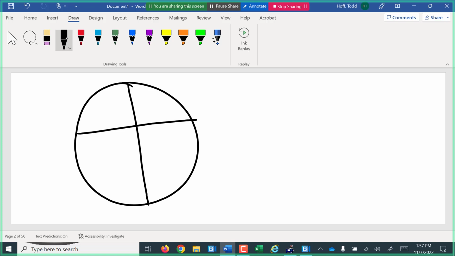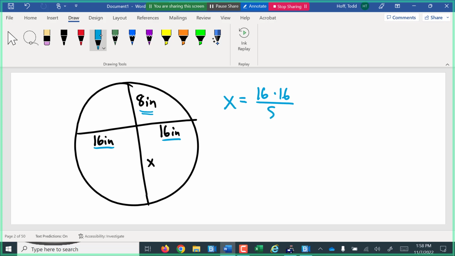Oh, so let's say that I have lengths. Let's just go 16 inches and 16 inches here. And we'll call this piece, well, 8 inches. To find X, the length of X, what two pieces are going to get multiplied together here? Perfect. We multiply the pieces that are in the same chord. Now we're going to divide by 8. So 16 times 16 divided by 8 tells us that X has to be 32 inches.